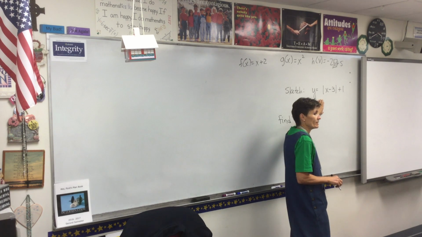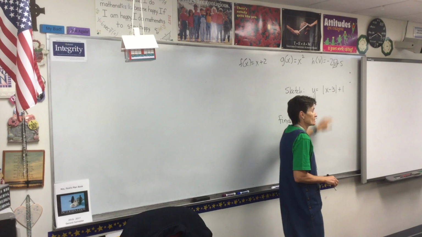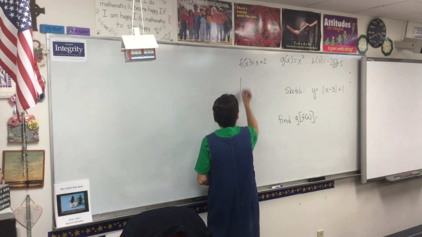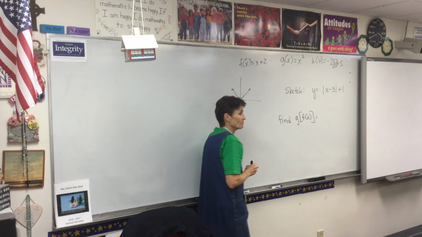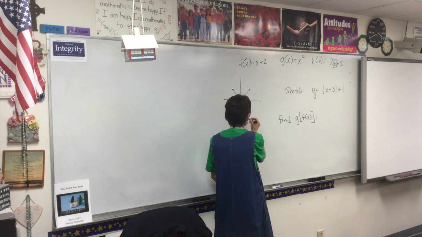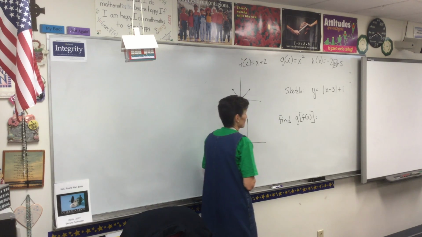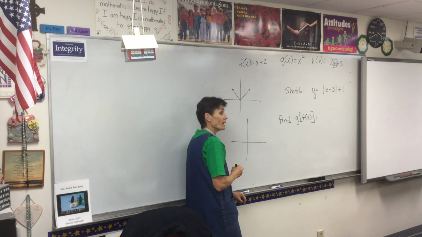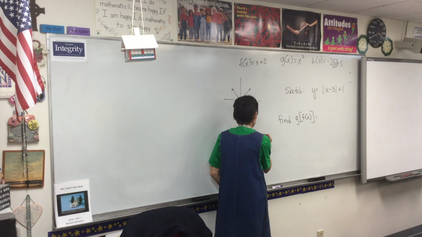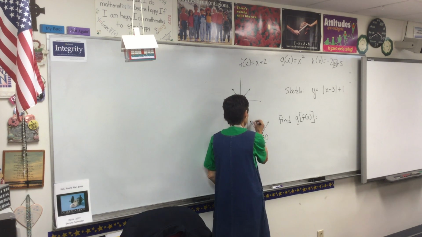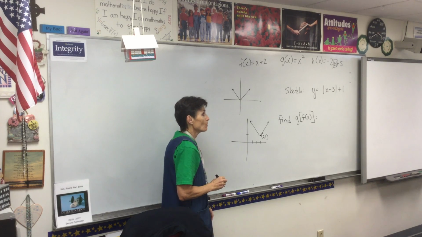What shape do we have here? That's going to be a V. And normally it would be V'ing from here, right? That would be the normal absolute value. What's happened to this one? Right 3 and up 1. That's exactly right. Very good. So this V is V'ing from the point 3, 1.